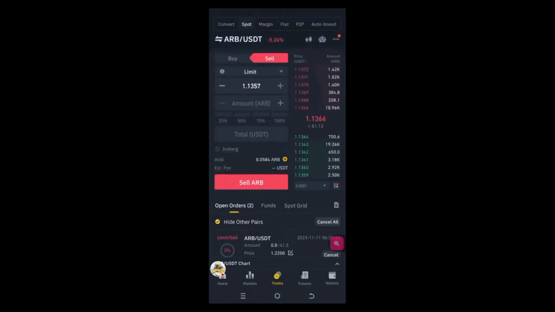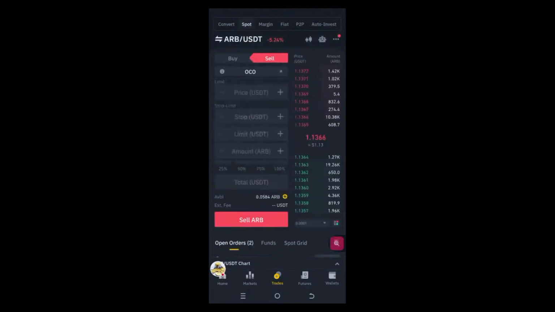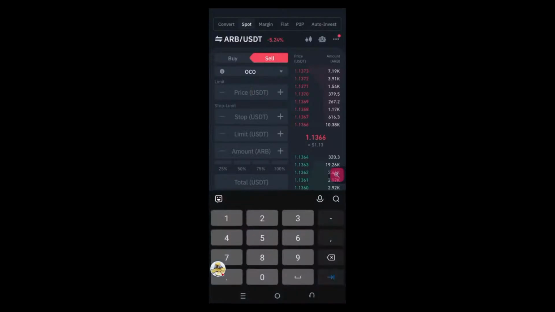Now, on the other hand, with OCO, let me show you. With OCO, you have to set your take profit. That's the amount you want to get it as. You put that amount here, the price you want. If that was supposed to be 1.22, I put that. The price is supposed to be 1.22, right? That's the price I want to get it as.